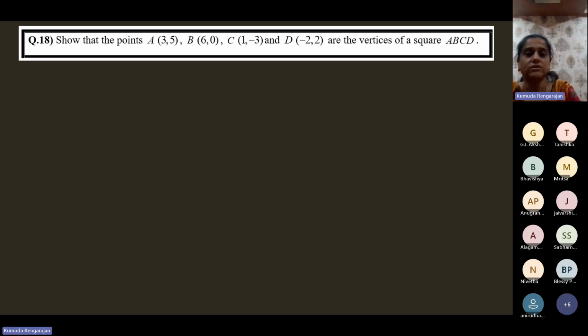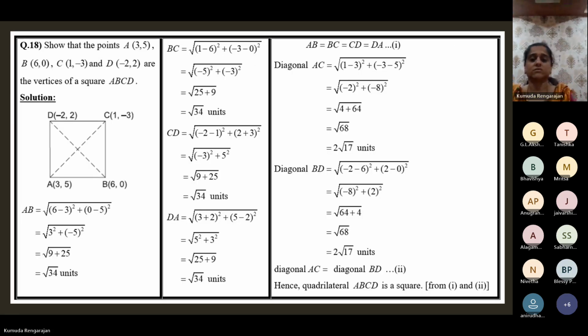So look at this one. You'll have to show that the points are the vertices of a square. So show that all the sides are equal and the diagonals are equal. So it's a square. Please work.